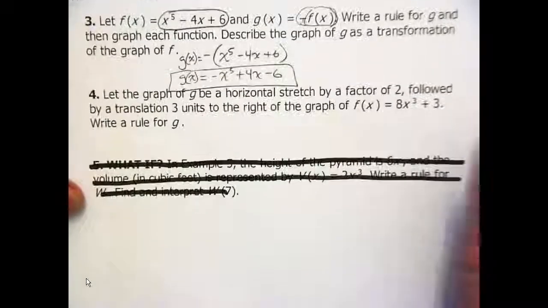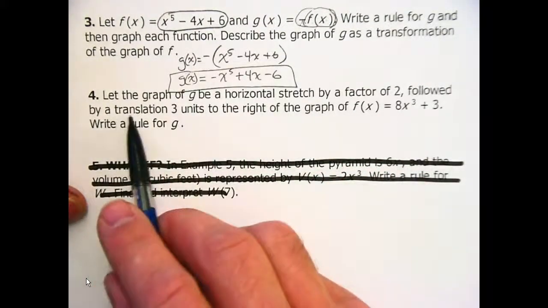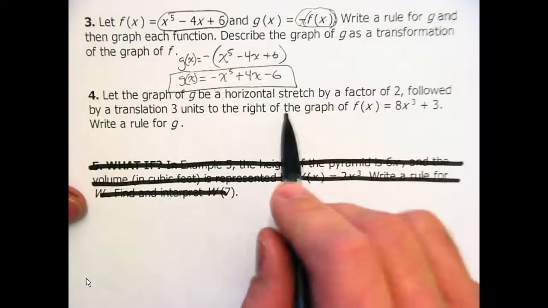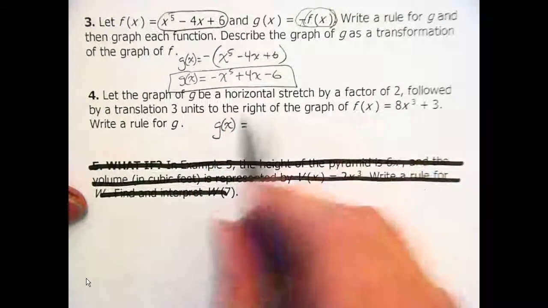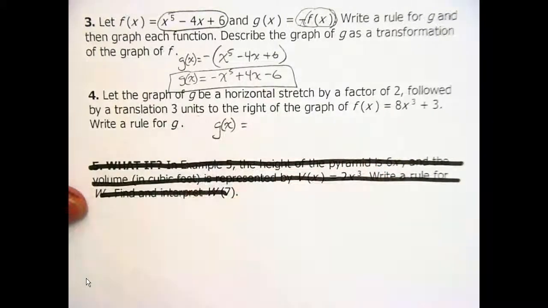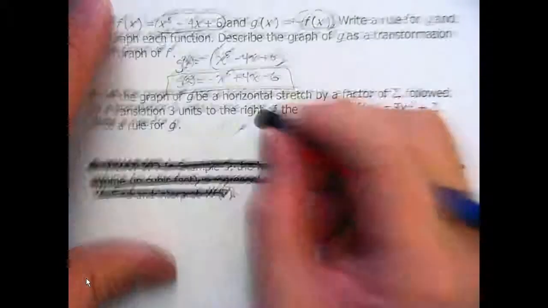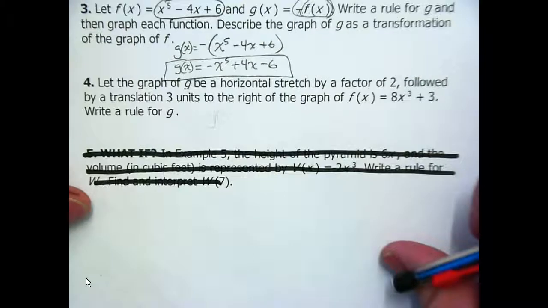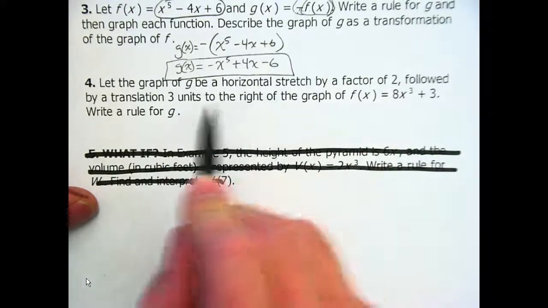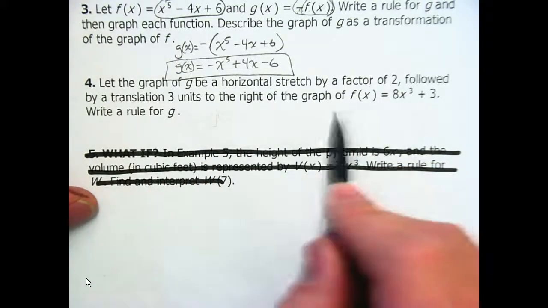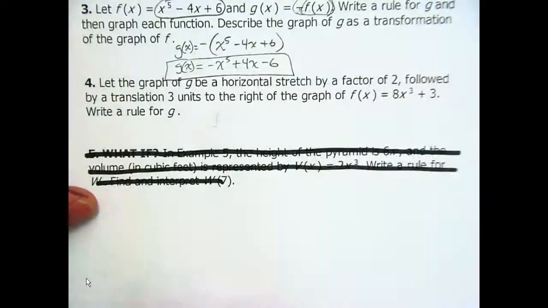Like I said, I'm not going to worry about the graph right now. But number 4, let the graph of g be a horizontal stretch of 2, followed by a translation 3 units to the right of the graph of f of x. Write a rule for g. So g of x is saying it's a horizontal stretch of 2, followed by a translation of 3 to the right. So if you remember earlier in the year when we talked about this, we started doing these as separate pieces. When it's doing a horizontal stretch and then it's moving it to the right, that's also a horizontal thing. Okay, so one is going to affect the other depending upon the order in which you do it. So do it in 2 different steps.